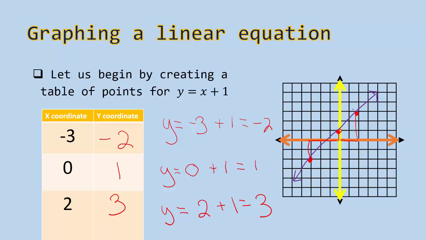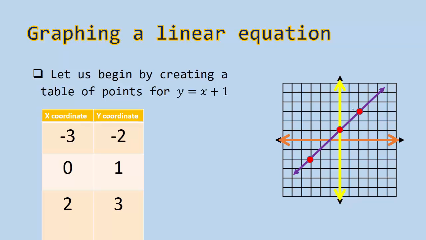Let's take a look at what that actually looks like. So here are my 3 points. I've plotted them, and I've drawn my straight line through them. And that is the graph of the linear equation y equals x plus 1.